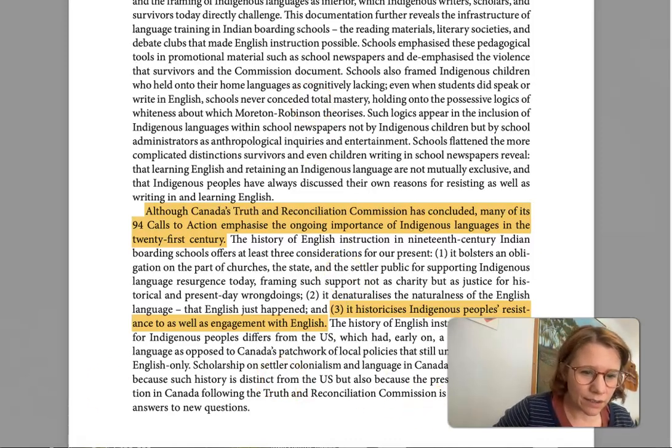Okay, so that's all I'm going to talk about with this article. If this topic is of interest to you, again, you might think about exploring it in your upcoming assignment.